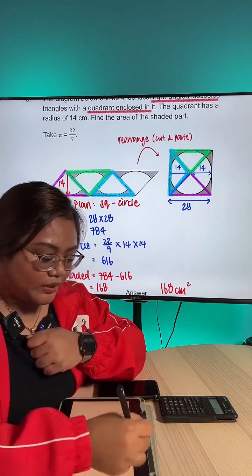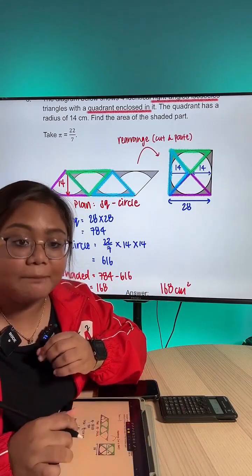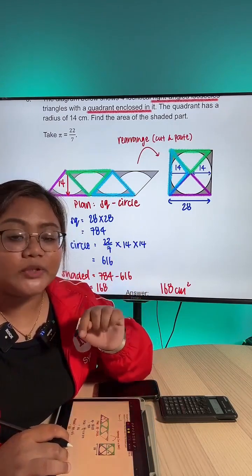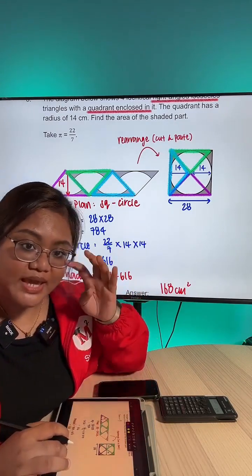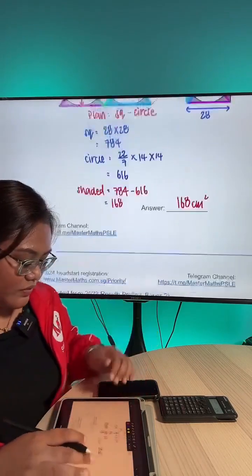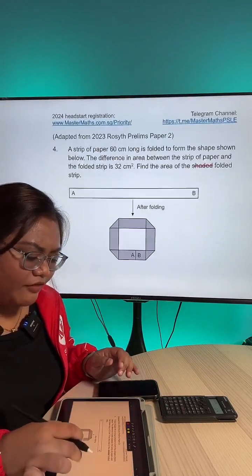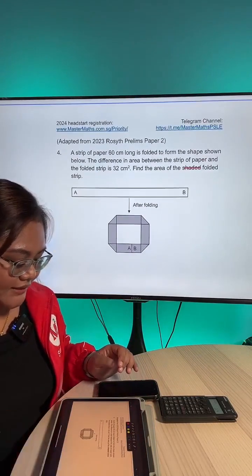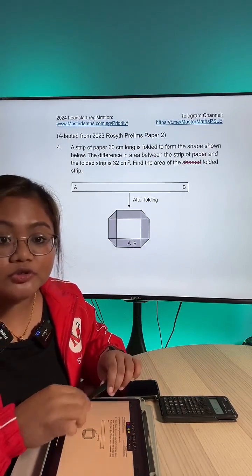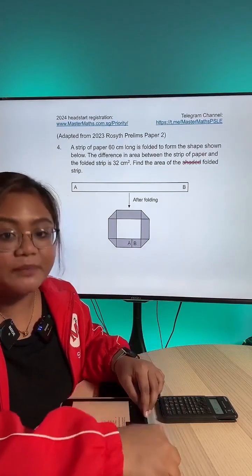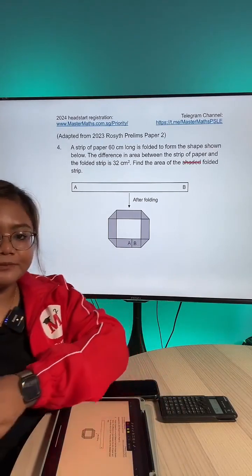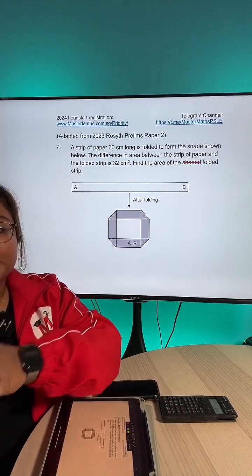From MasterMaths, we are running through some prelim paper questions from the most recent this year, 2023 prelim papers. Okay, and we are down to our fourth question. All right, let's move on. Fourth question, also very interesting. This is adapted from Rosyth Prelims Paper 2, also 2023 paper. Okay, please try this question now.